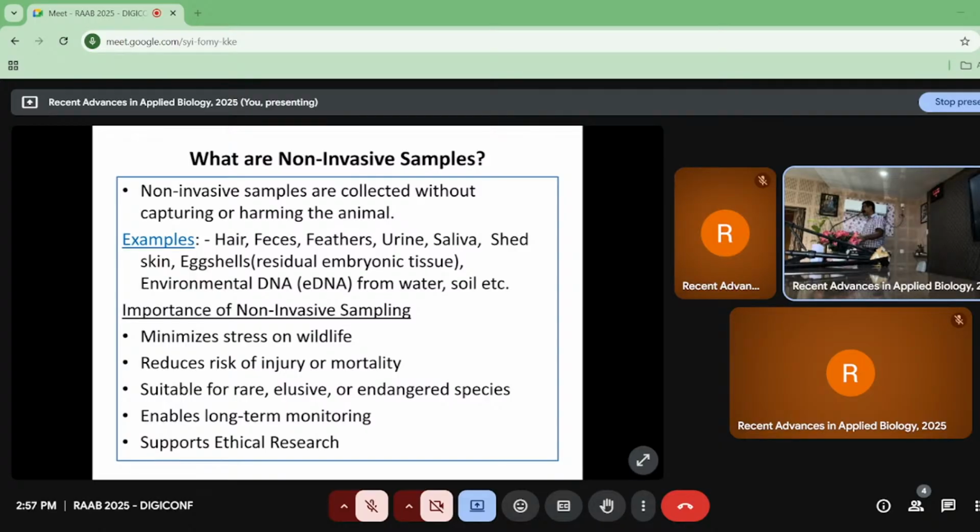So wild animals are moving from one place to another, so it is suitable for that also, and it supports ethical research without injury, without harming the animal. This is called ethical research.